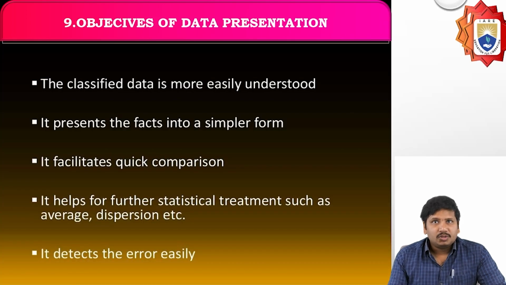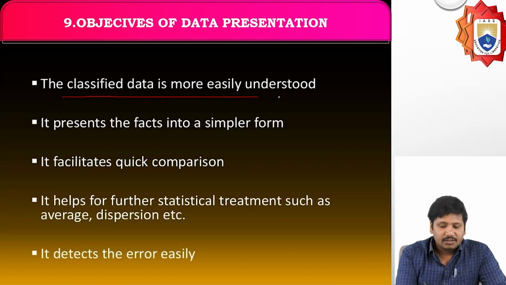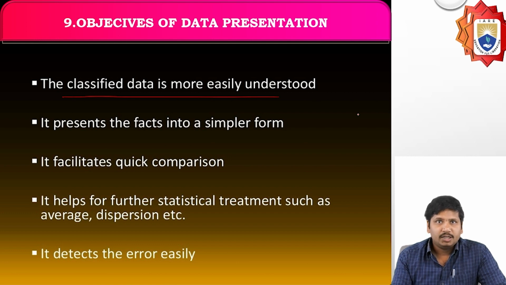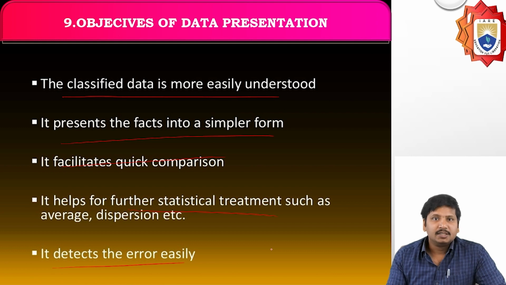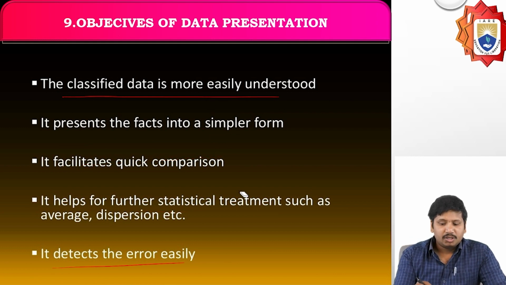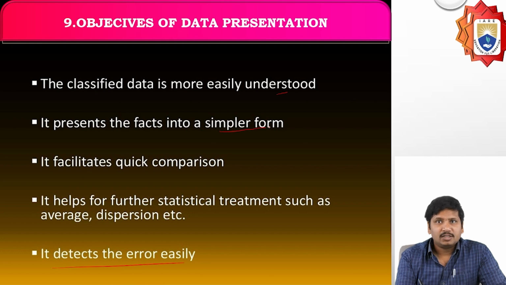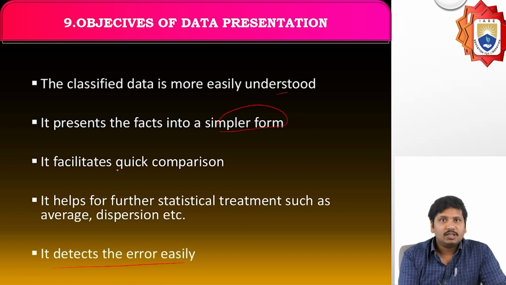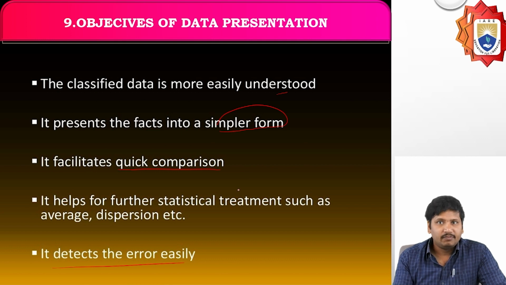And next, what are the objectives of the data presentation? Classified data is more easily understood, it presents the facts in a simpler form, and it facilitates quick comparison. It also helps in further statistical treatment such as average, dispersion, etc. And it also detects errors easily. So the objectives of the presentation are that the data is more easily understood, presents the facts in a simpler form, facilitates quick comparison, helps in statistical treatment, and detects errors easily.